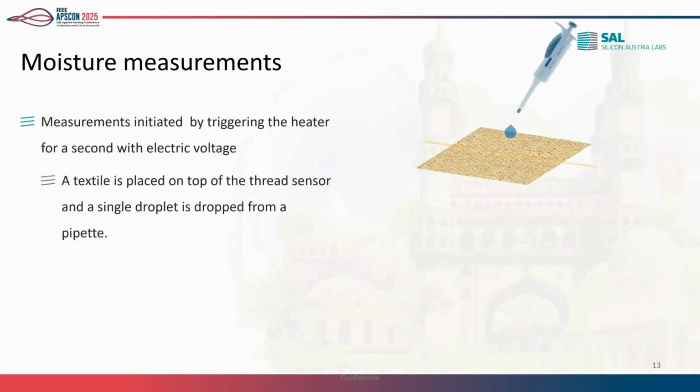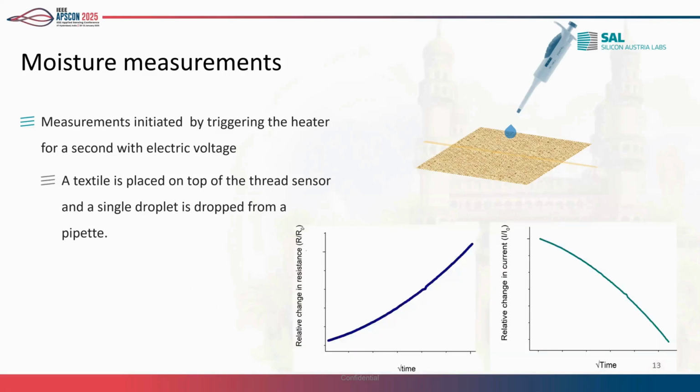For the moisture measurements, we put this sensor thread and then a textile substrate on top of it. We have a heating pulse by applying electric voltage. Then we drop a drop of water onto the textile. We make a heating pulse for a second, and at that time we see this resistance change. That's what we see in the first image. In the second one, you can also measure the change in current. It's basically the same, either the resistance or the current.